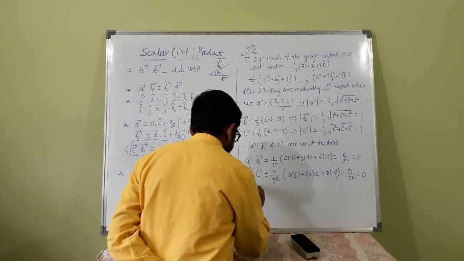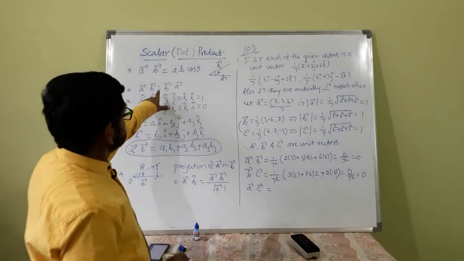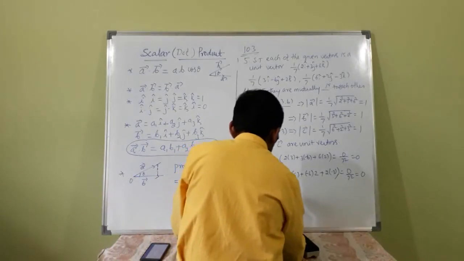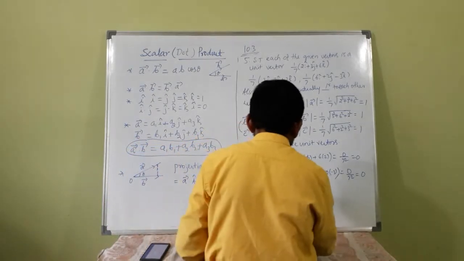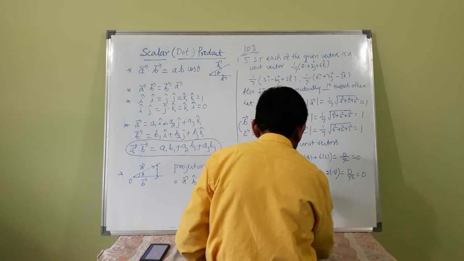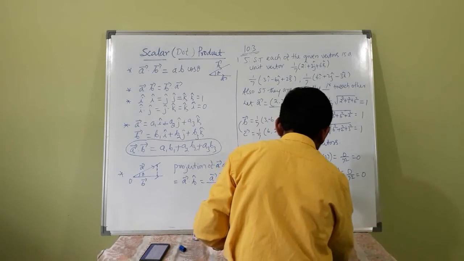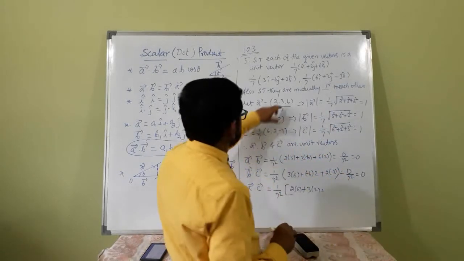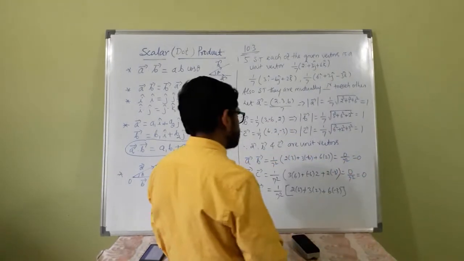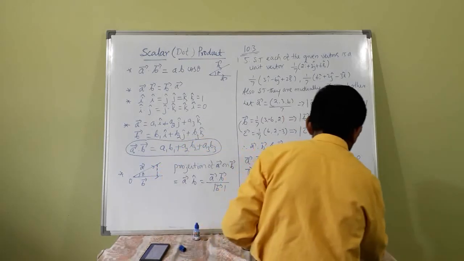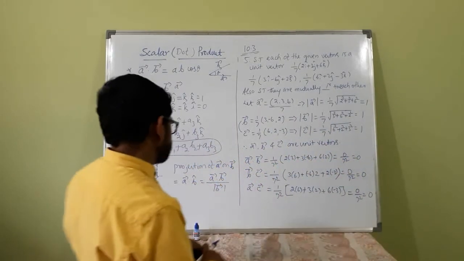And A dot C, you can take either one, A dot C or C dot A, because this is commutative. 1 by 7 squared, A and C, 2 into 6, 3 into 2, plus 6 into −3, 12 plus 6 minus 18 is equal to 0.